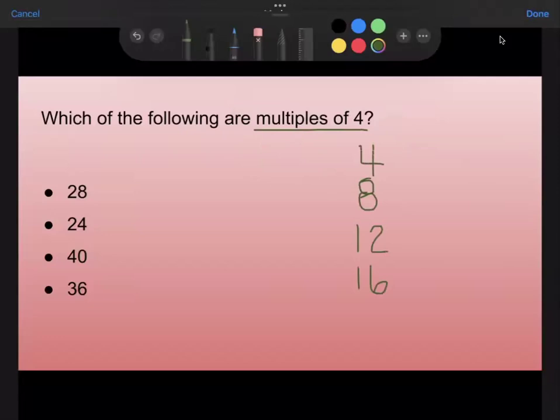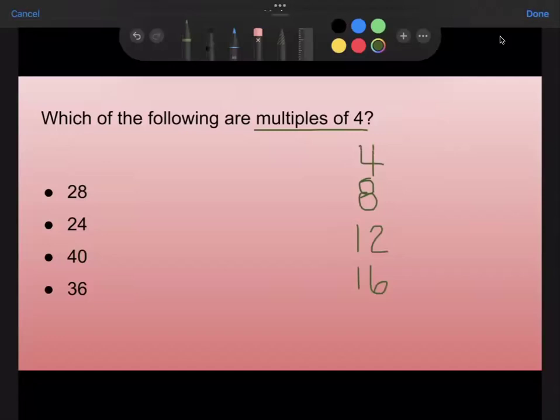So a lot of times when you're asked to list multiples, you'll be asked to list the first 5 multiples or first 10 multiples of a certain number. I don't think there's any math book out there that would make you go on forever. So for this example, they want to know which of the choices on the left is a multiple of 4. So we would have to keep going long enough to see if these numbers are multiples.